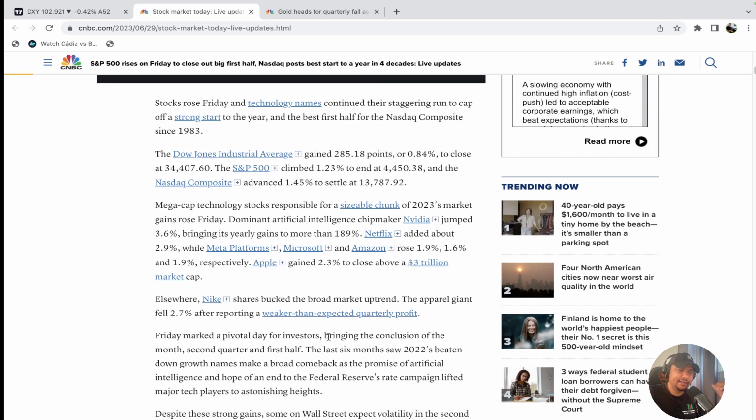Here we got Nike. So if you are interested in digging a little bit deeper to understand the reason for the bullish momentum on the stock markets, you're more than happy to go over this article and read it at your own time.